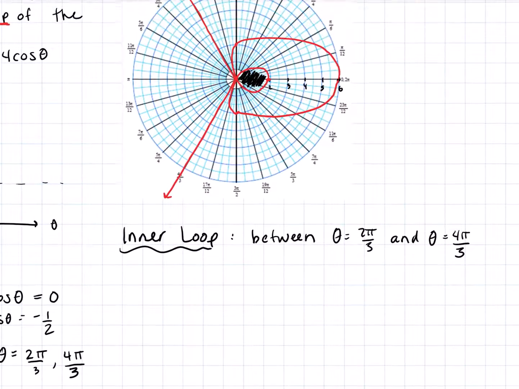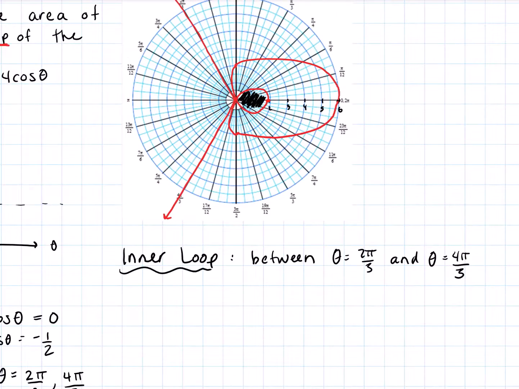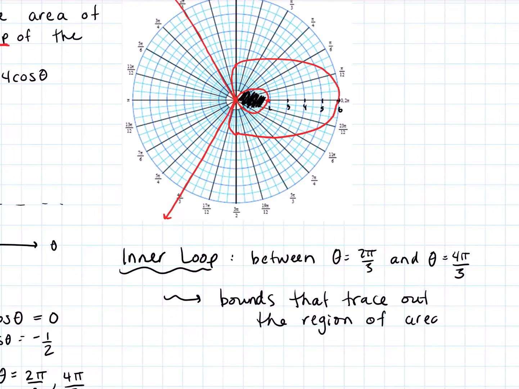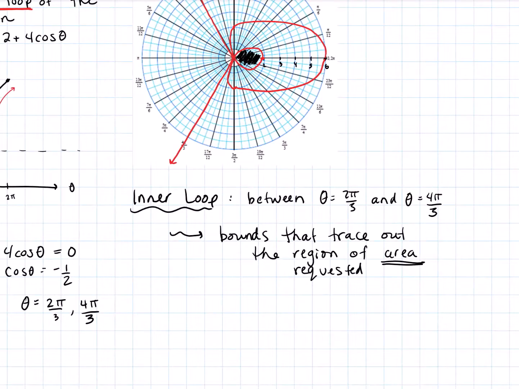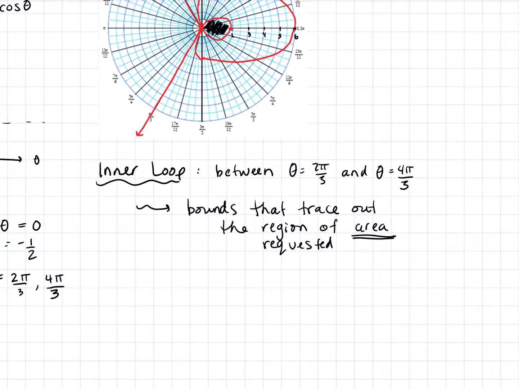The inner loop was being traced out by this polar curve in between the two rays, theta equals 2 pi over 3 and theta equals 4 pi over 3. So those are our bounds. That tells us those are the bounds that trace out the region that we want, the region of area requested. So those are the bounds. That's my A and my B. That's where we're tracing out the region that we specifically wanted. Just keep in mind that this would be our A and this would be our B.